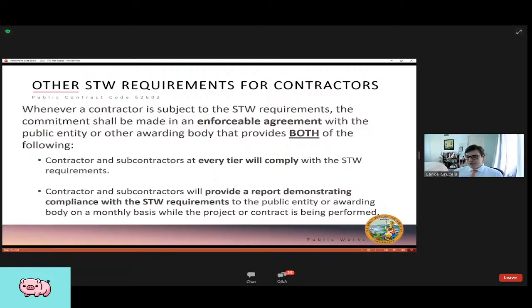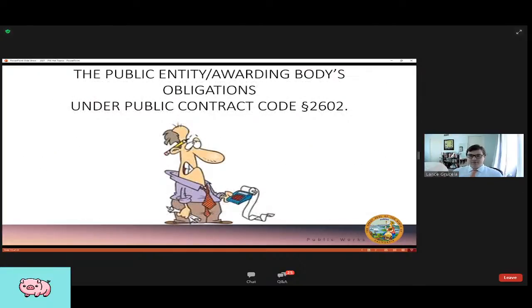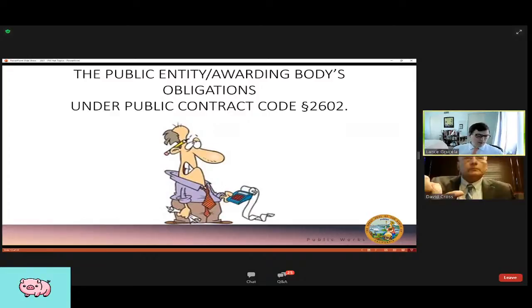And there's important responsibilities for the awarding body. I think David's going to get into that in a few moments. Next slide. Okay, so I'm going to hand it over to David. He's going to get into some of the details here, and then we'll take some questions at the end.